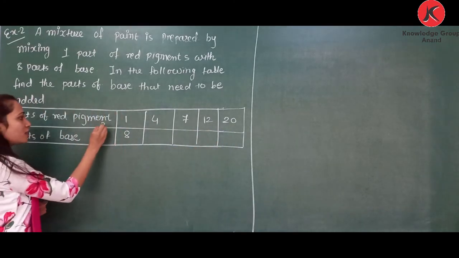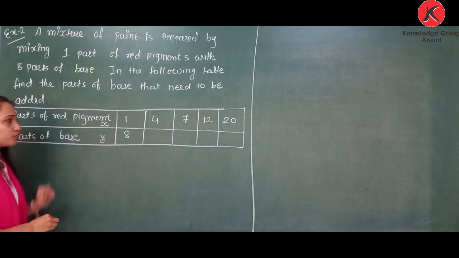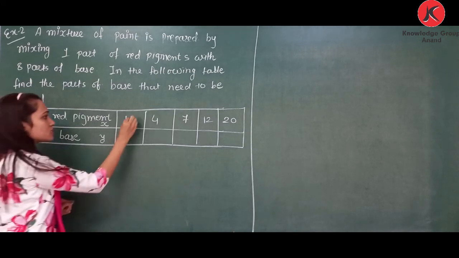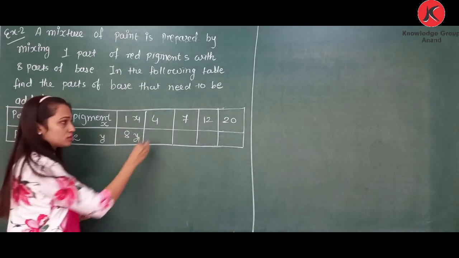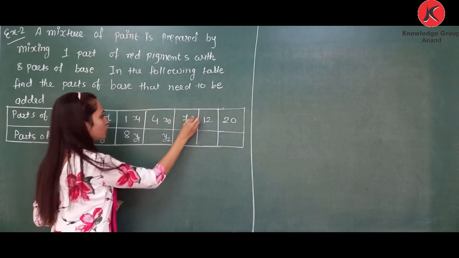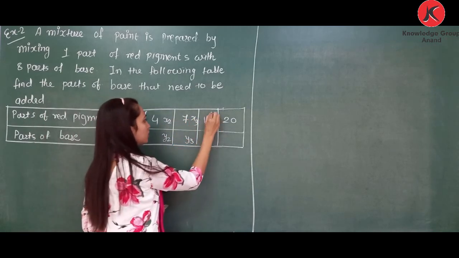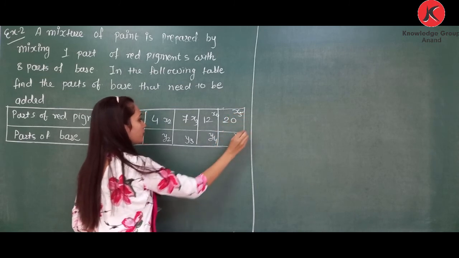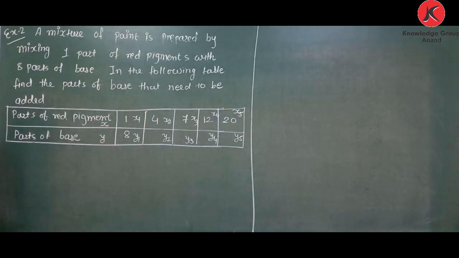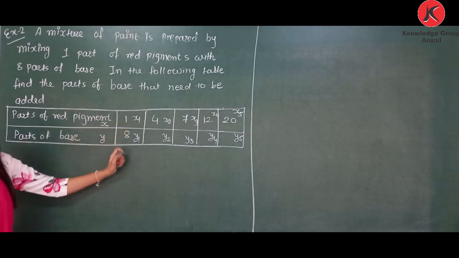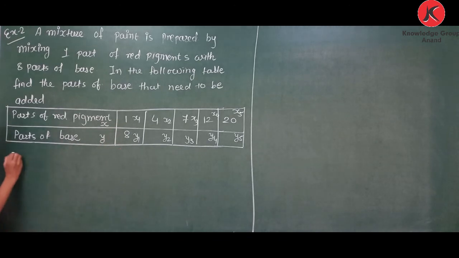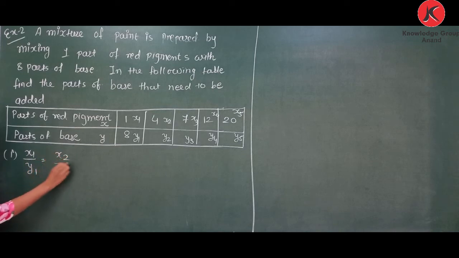So here, this is our value of x and this is our value of y. Part of red pigment is x and we need to find the part of base. So this one is x1, y1, this is our x2, y2, x3, y3, x4, y4, x5, y5. Now it is in direct proportion because if red pigment is increased, base is also increased. If red pigment is decreased, base is decreased. So for the first we can write x1 divided by y1 is equal to x2 divided by y2.